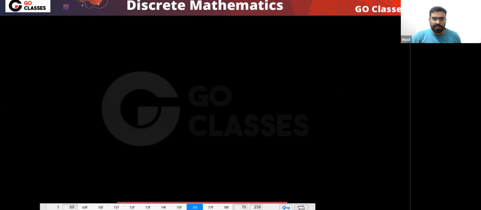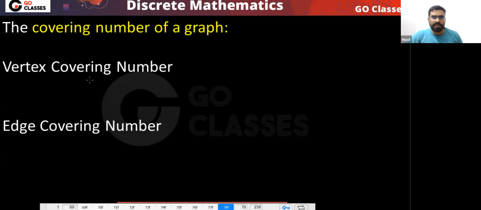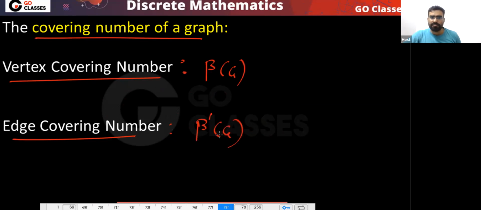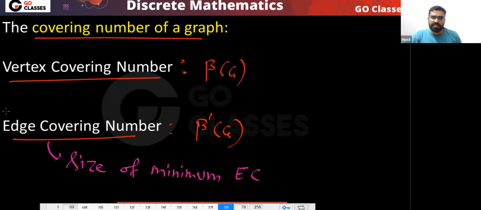Okay. So, the covering number of a graph. You have two covering numbers. There is the vertex covering number, which we write as beta, and the edge covering number, whose symbol is beta dash. The edge covering number is the size of the minimum edge cover, and beta is the size of the minimum vertex cover. You already know this.